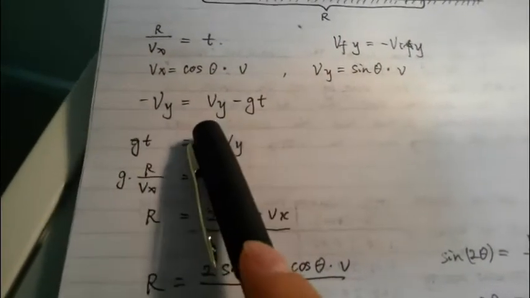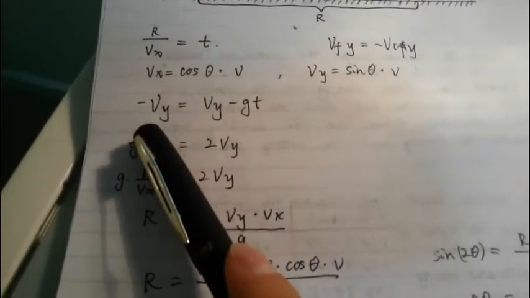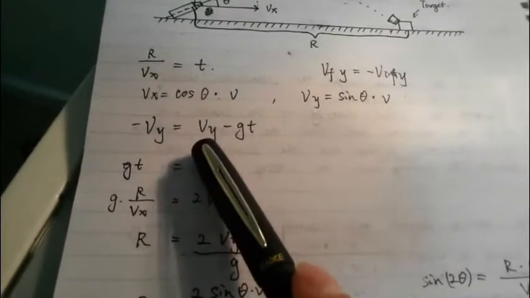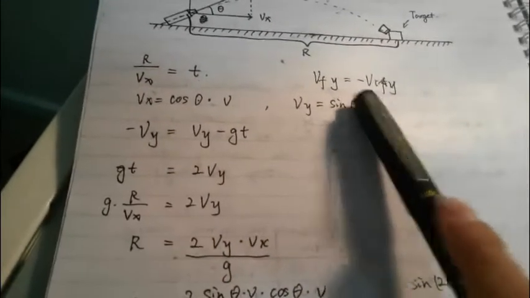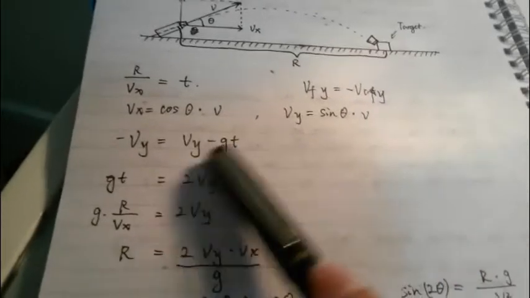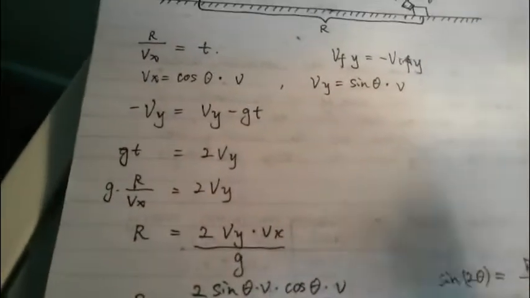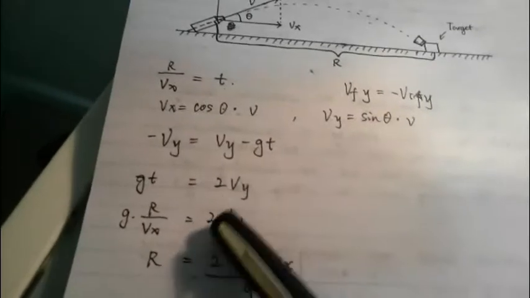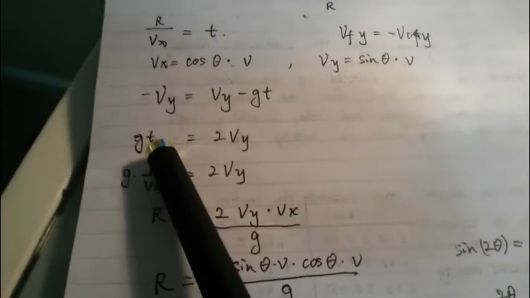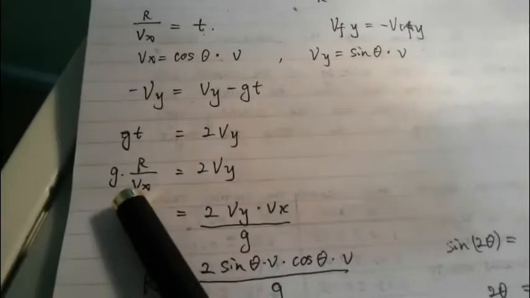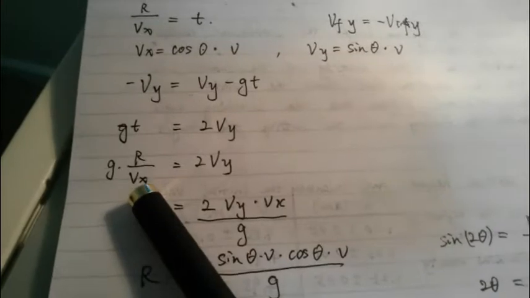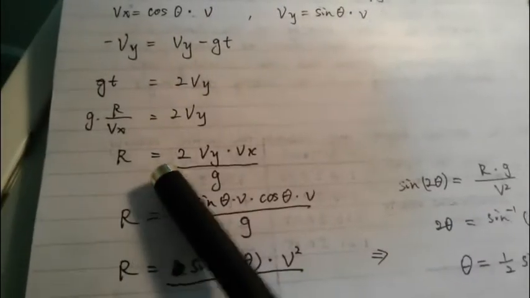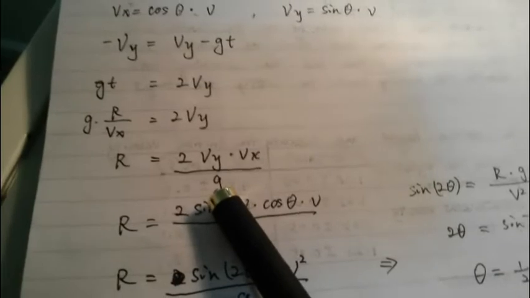For vertical projectile motion, the final speed is equal to the initial speed minus gt. And we know the final speed is equal to minus the initial speed in the y direction. So we get minus Vy equals Vy minus gt. We know that t is equal to r divided by Vx. So we get g times r divided by Vx equal to 2 times Vy. And we simplify this, and we get r equals 2 times Vy times Vx divided by g.